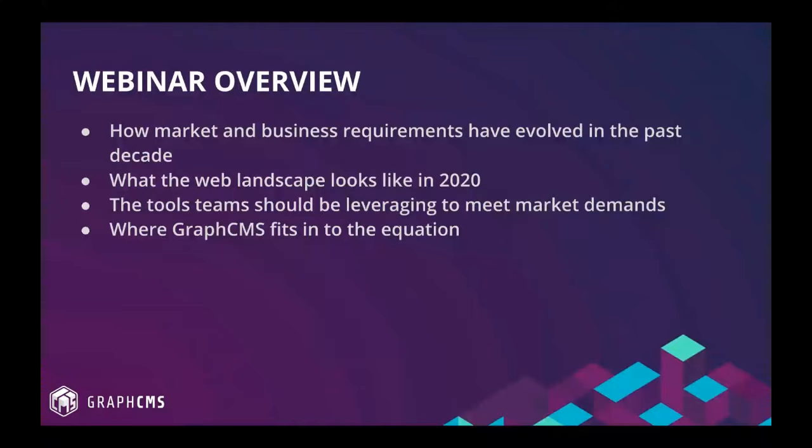Hey, everybody. Thanks for tuning in. Before we dive in, just a quick overview of what we're going to be covering today. We're going to be looking at how market and business requirements have changed in the past 10 to 15 years and the effect that's had on building the web. What the web landscape actually looks like in 2020 in terms of development tools and software services, what those tools teams should be using to meet these changes in market demands and business requirements, and also where GraphCMS fits into that equation.